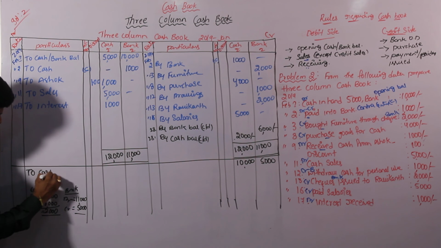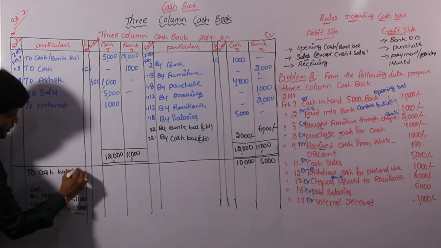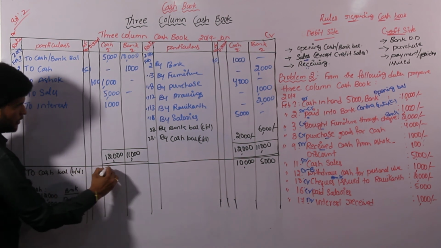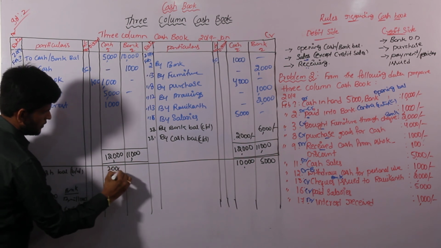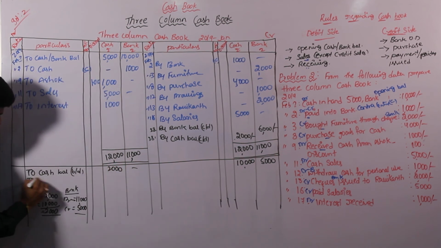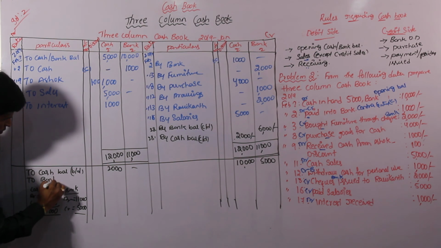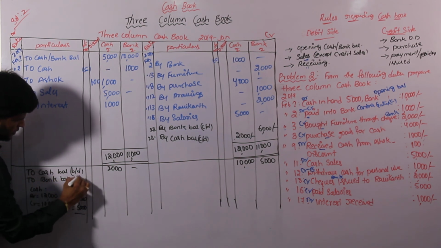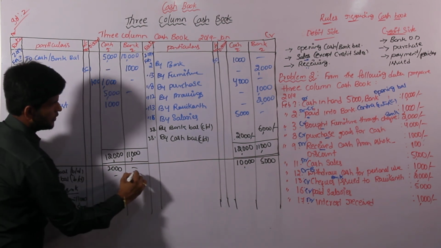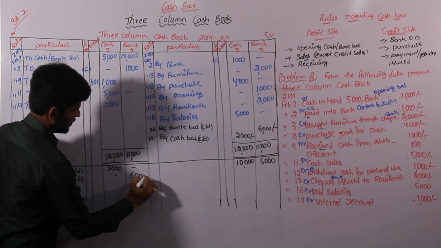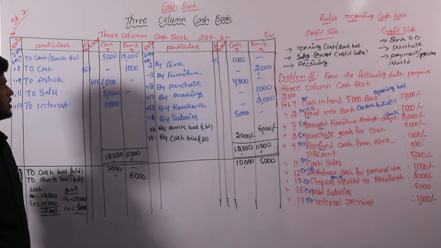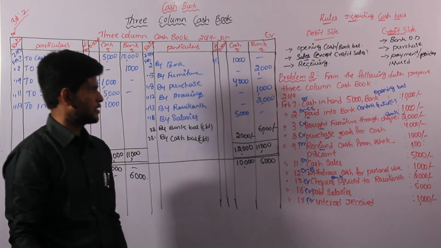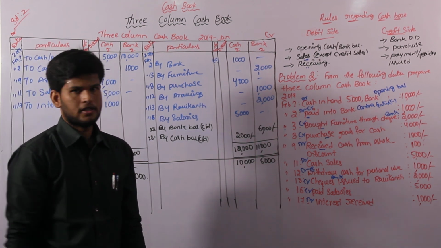So these values again come into the debit side as to cash balance brought down. B by D is nothing but brought down. 2,000. Again to bank balance brought down 6,000. Right? This is the procedure for the three-column cash book. In our next problem, we will solve other logical transactions.